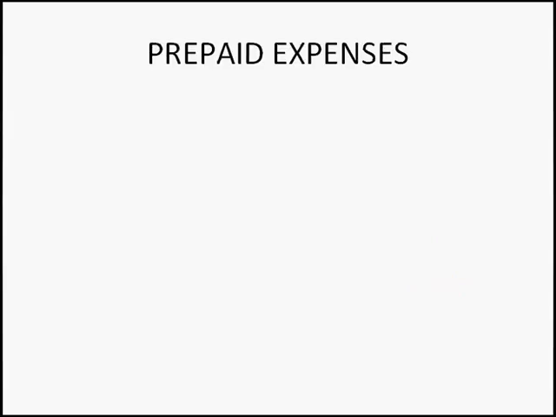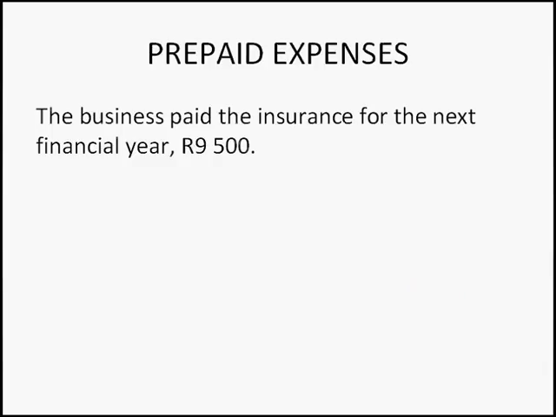The next item that we can look at, the next adjustment, is prepaid expenses, and typically a transaction would be worded as follows. The business paid the insurance for the next financial year, 9,500 Rand. So what they're saying to you is, we've already paid for this insurance, but it actually belongs in the next financial year, not in this one. And the matching principle states that we can only show expenses that were incurred for this period. So even though we've paid that, we need to take it out of our books and put it into next year's books, because it doesn't belong in this financial year, it belongs in the following financial year.